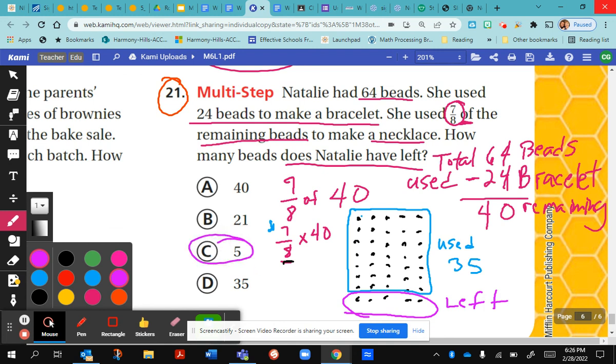Good job. All right, and that's it for this evening. We're going to finish this up with another activity where we'll be multiplying without the models tomorrow, and then work our way into division.